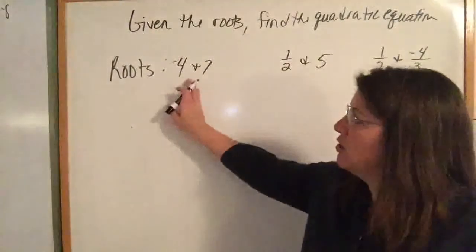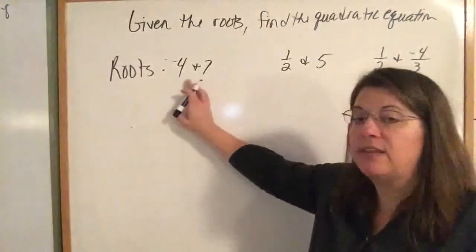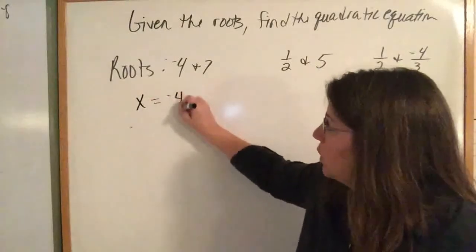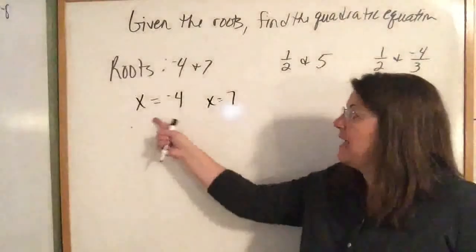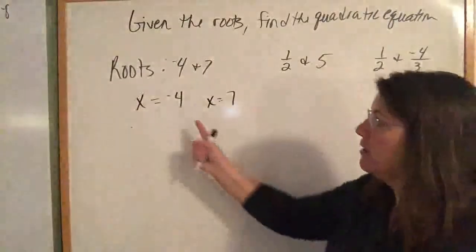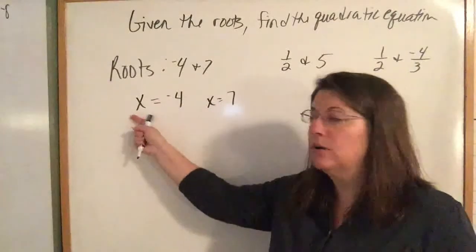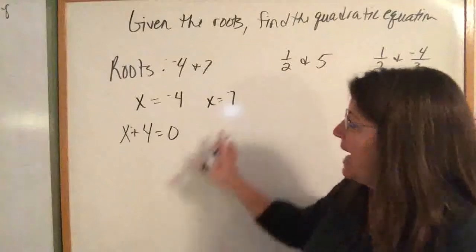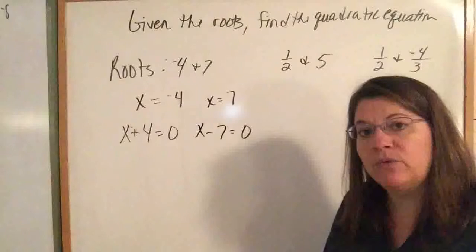So if these are our two roots, doesn't that mean our two factors had been set equal to 0 to give us these numbers? So basically our roots, x equals -4 and x equals 7, when we solved those factors, gave us these two things. Well, in order to work backwards, I'm going to now set each of these equal to 0. In other words, if I add the 4 over, wouldn't that give me x plus 4 equals 0? And if I subtract the 7 over, that gives me x minus 7 equals 0.